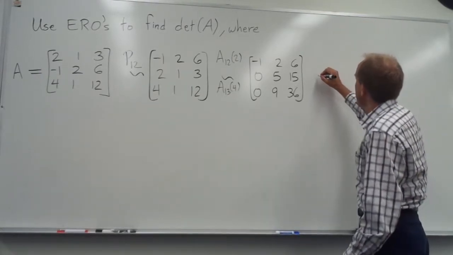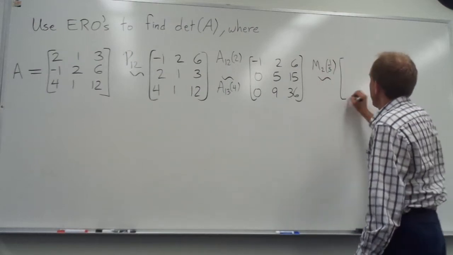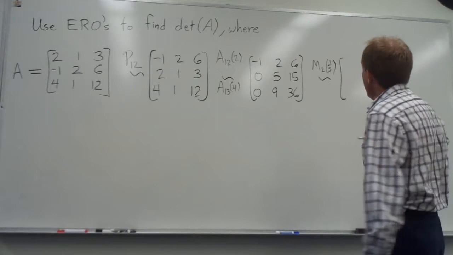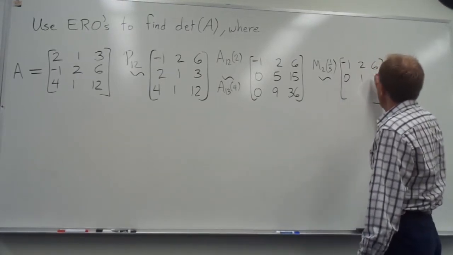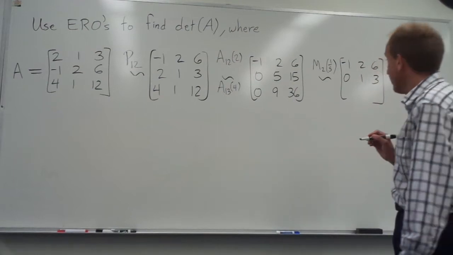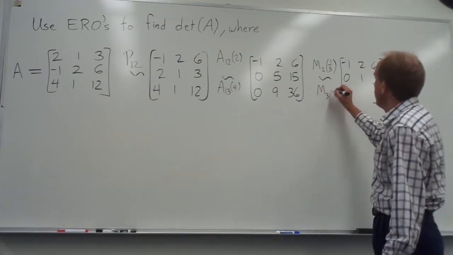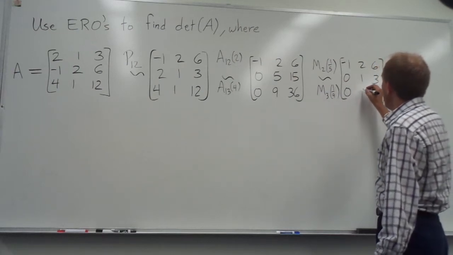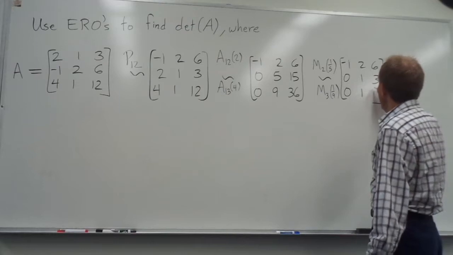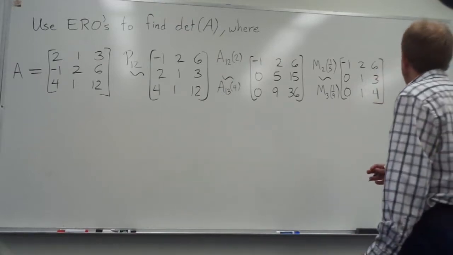Next, I'm going to multiply the second row by 1/5. Okay, so that's a different ERO. So I'm going to leave the first row the same. I'm going to multiply the second row by 1/5 so that it becomes 0, 1, and 3. And why not? Let's multiply the third row by 1/9. And that'll become 0, 1, and 4. Okay? You don't really have to do that, but it's okay.